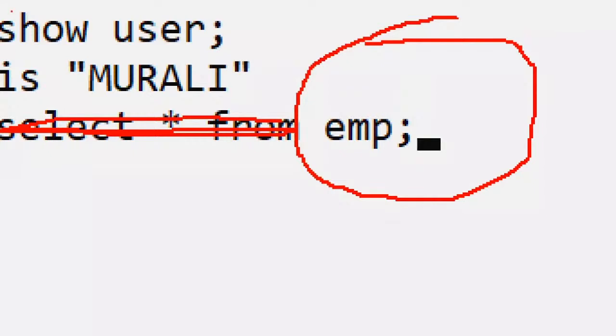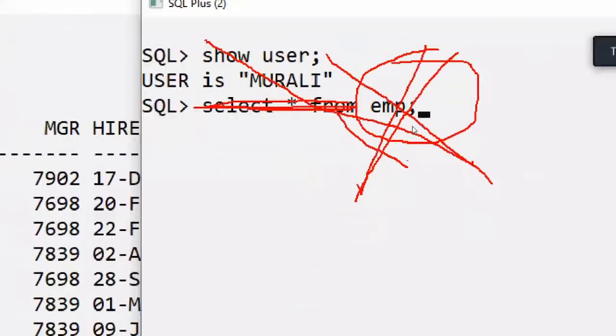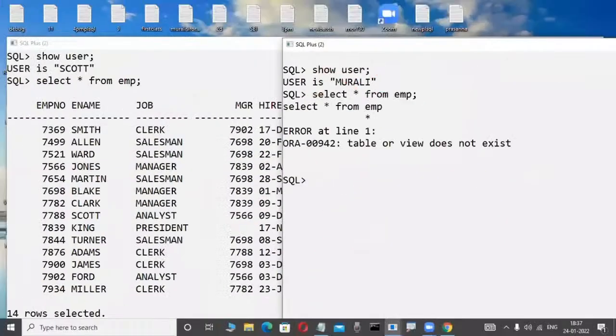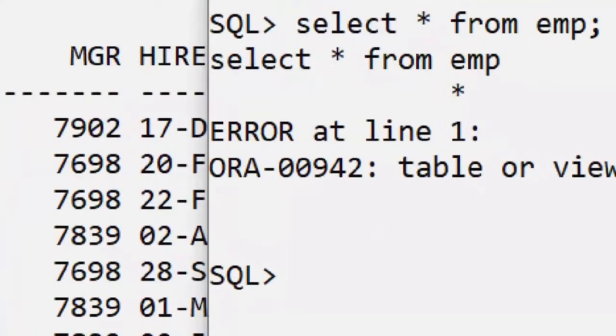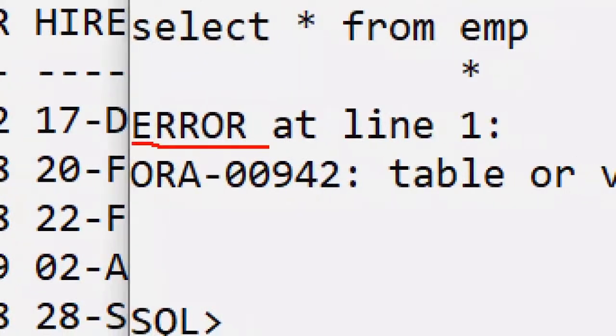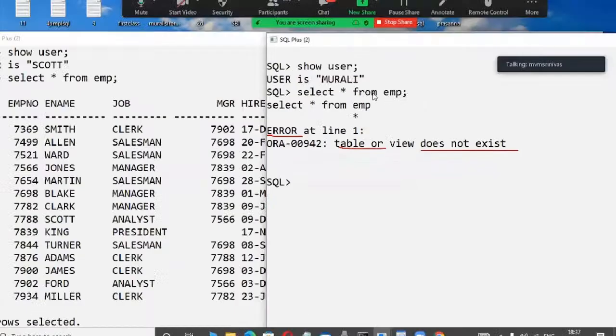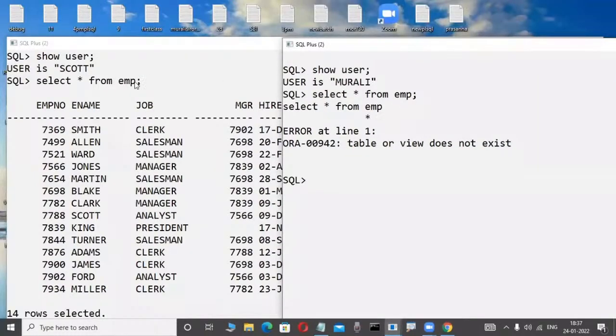Very good, one fellow is telling the correct answer. Not possible, because this EMP table is another employee's table. That's why this is not possible. Observe here, I am pressing the enter key and it gives an error: table or view does not exist. View means later, don't worry. Murali user is unable to access the Scott user table in this example.